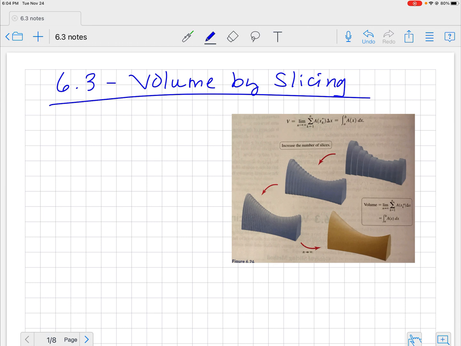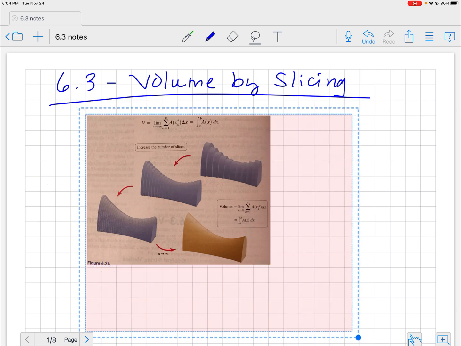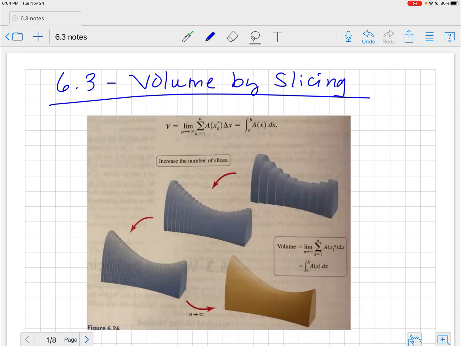Okay, so let's kick it old school here for just a second. And remember when we were looking at finding integrals, and we did our Riemann sum because what we were saying was it was the area from this point to this point, and we were just adding those up. Well, that's what our volume by slicing is going to be.